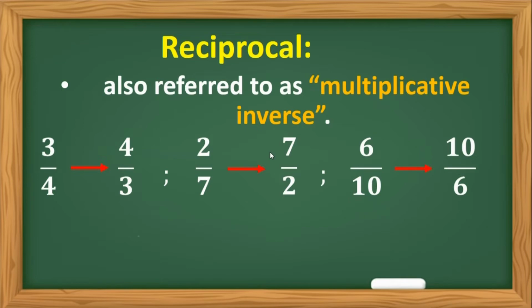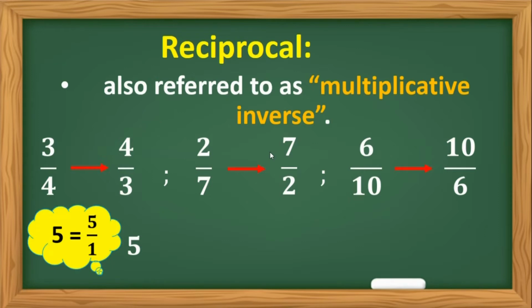What if the number is a whole number? Now, how do we find the reciprocal of this whole number? We know that 5 is equal to 5 over 1. So there is an imaginary denominator which is 1. So 5 equals 5 over 1. And now the reciprocal of 5 or 5 over 1 is 1/5.